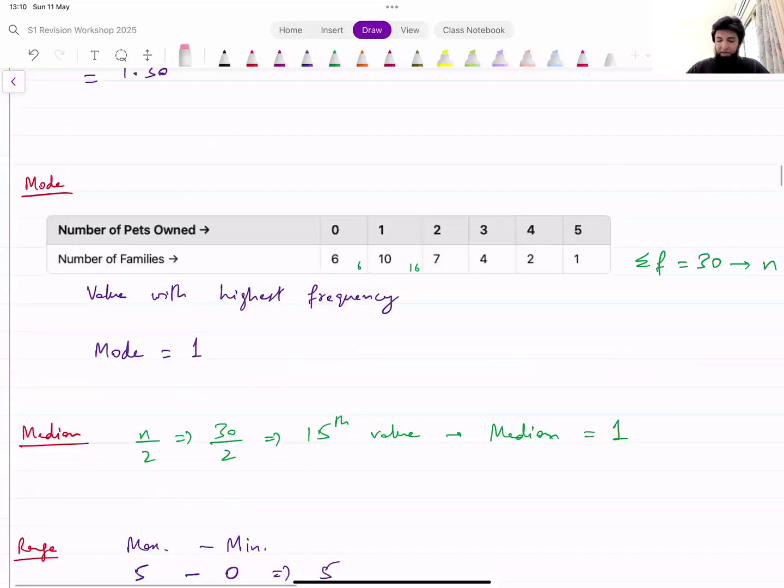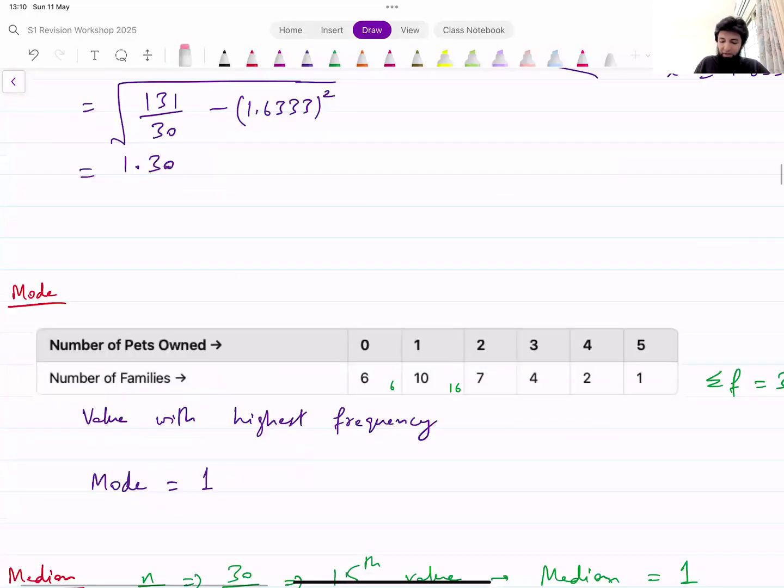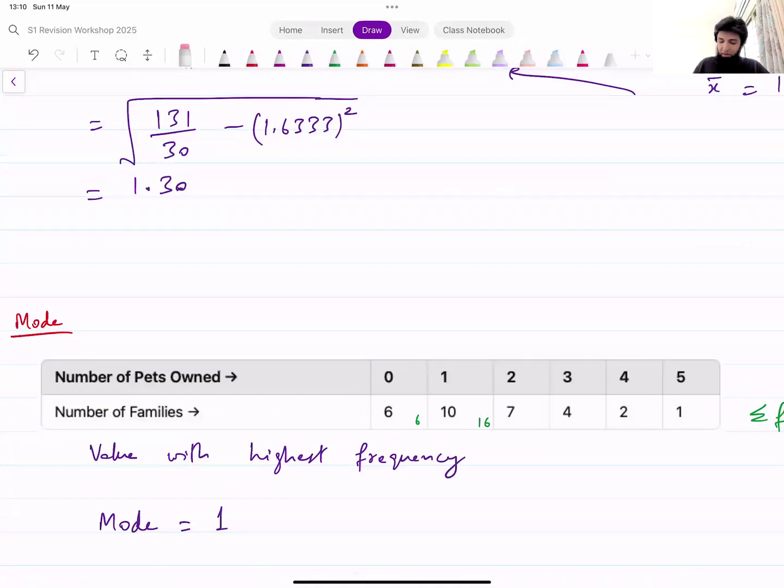Mode is just the value that has the highest frequency. So if you've got that data, what's the mode value? 10 is the highest frequency, so mode is 1. Okay, mode is not 10. Mode is the value of the variable corresponding to that highest frequency. That's going to be 1 in this case.